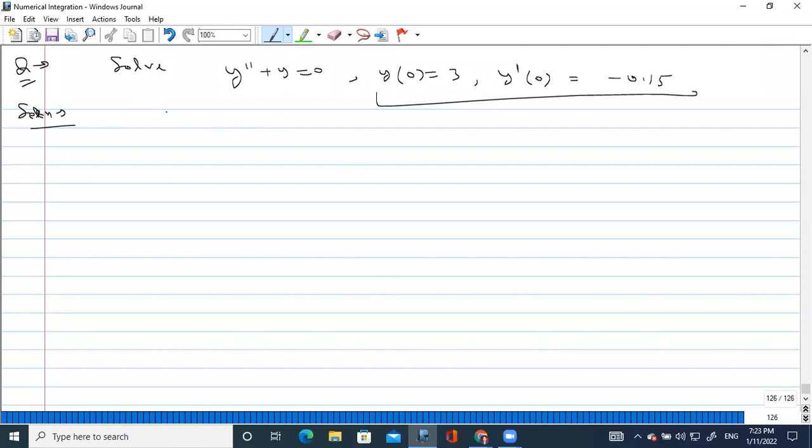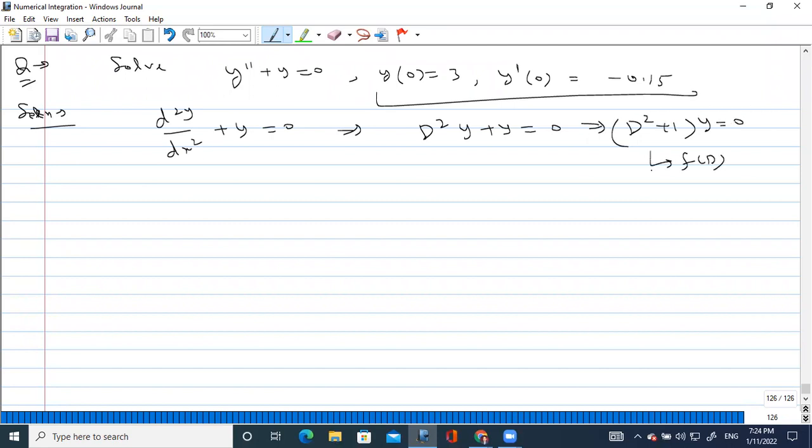Okay, so here we can write this equation d2y over dx square plus y is equal to 0, or we can write d square y plus y is equal to 0, or we can write (d square plus 1) into y is equal to 0. So this is my f(D). Okay, so what is our correct procedure? Put the auxiliary equation. Auxiliary equation is: put f(D) equal to 0, means d square plus 1 equal to 0. So from here d square is minus 1, so d will be plus minus i. Okay, so these are the two roots.